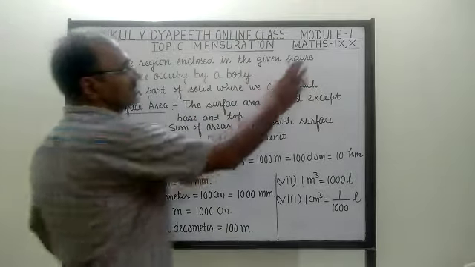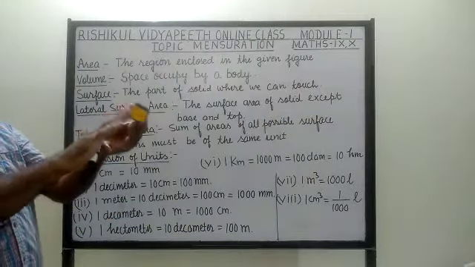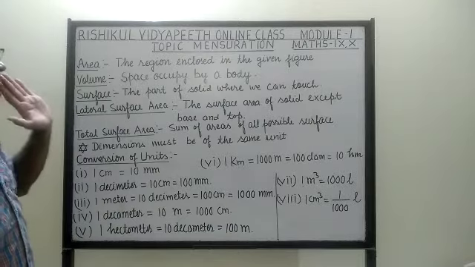Surface: the part of the solid where we can touch, that is called surface. This board surface, this we can touch, duster which we can touch, this wall which we can touch, so that is called surface.